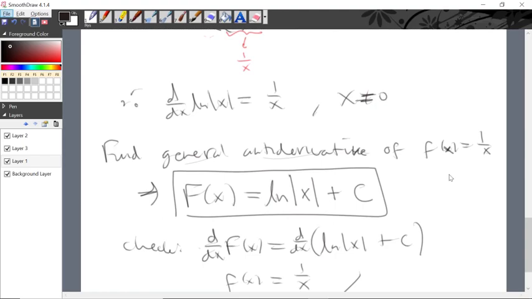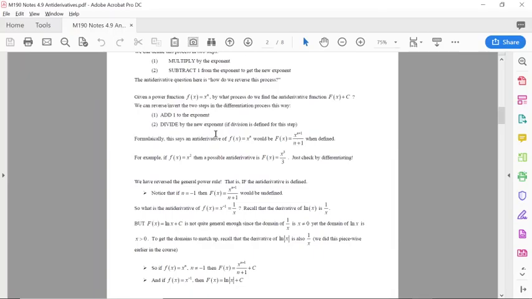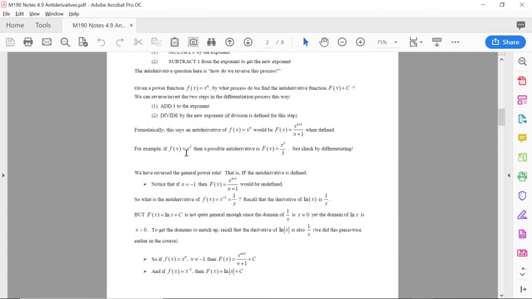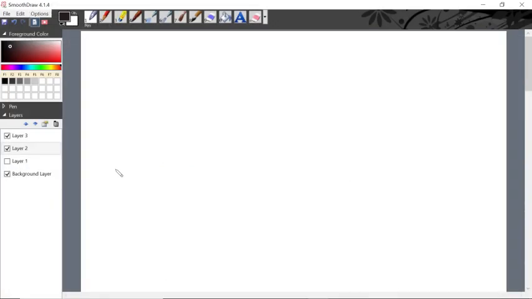Now recall that 1 over x is a power function. It is x to the negative 1. Okay, so we have found the general antiderivative for x to the negative 1. And that completes our reverse of the general power rule. Okay, so that's stated and explained in the type notes, and again here.